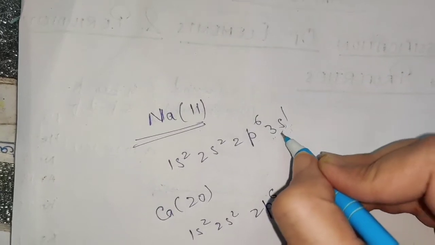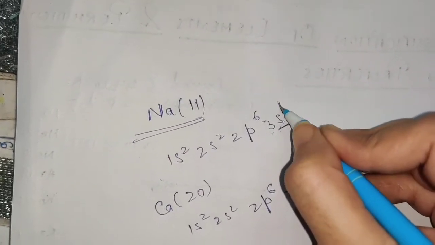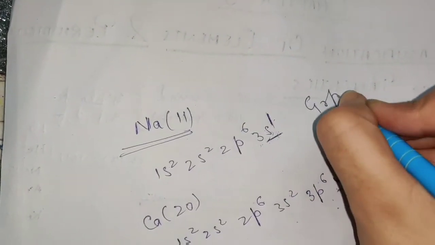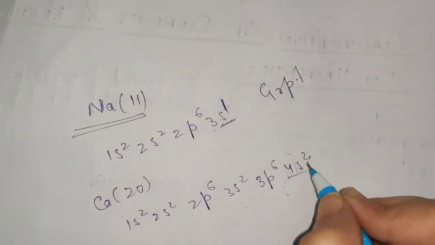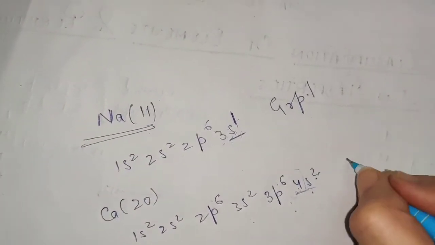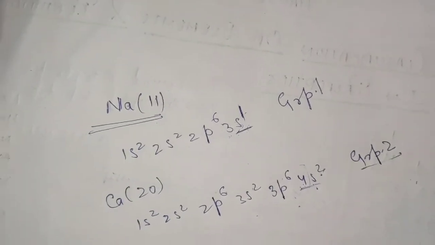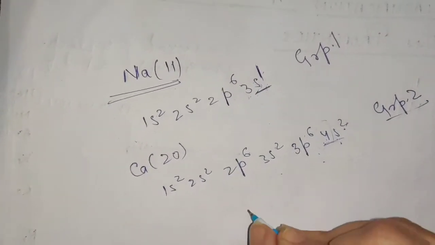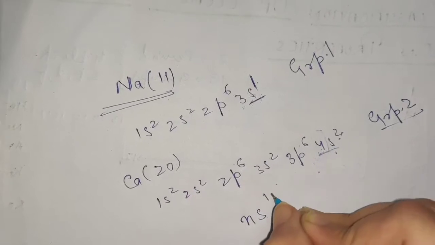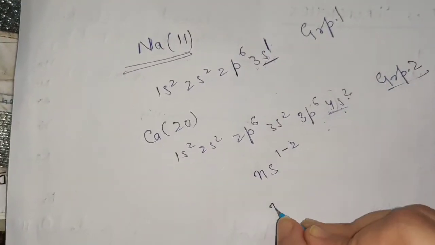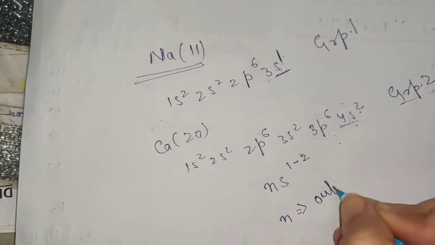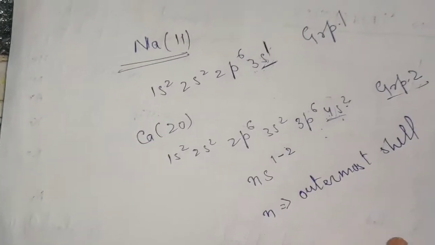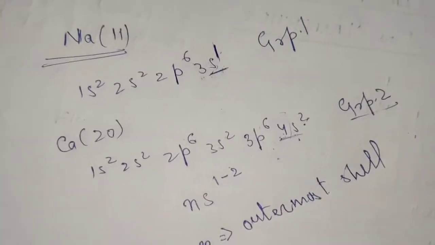Now as you can see here, there is only one electron in the S subshell, so this belongs to group 1. And here there are 2 electrons in the S subshell, so this belongs to group 2. I hope this much is clear. Now to find out the general electronic configuration, as you saw, it is ns1-2. Here n stands for the outermost shell. Please include all these examples and the things that I am writing here in your notes.